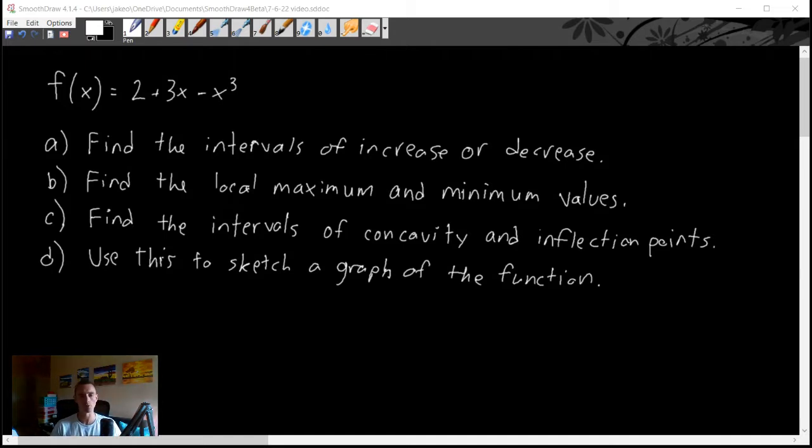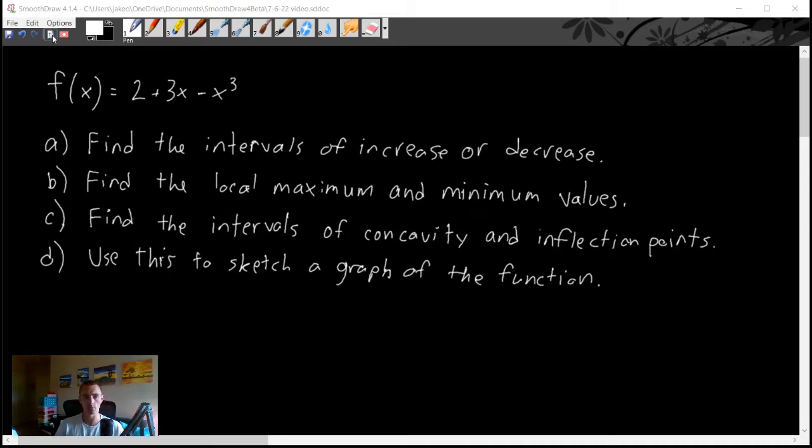Also, we're going to find the local maximum and minimum values. Those two parts of this problem are going to go hand in hand. I'll talk a bit more about what I mean by that in a minute. And then part C is to find the intervals of concavity and inflection points. So we're going to need to find where it's concave up and concave down, as well as our inflection points. Then we're going to use all this information from parts A through C to actually sketch a graph of this function. So let's break this down piece by piece.